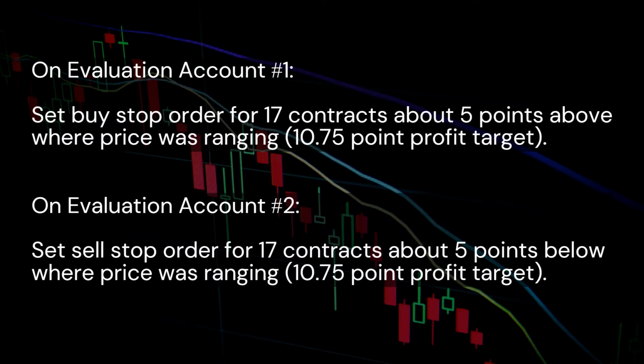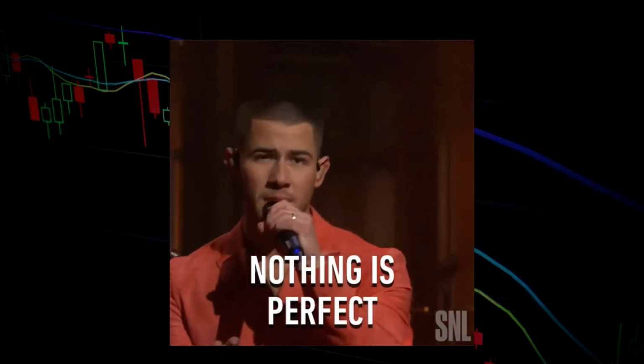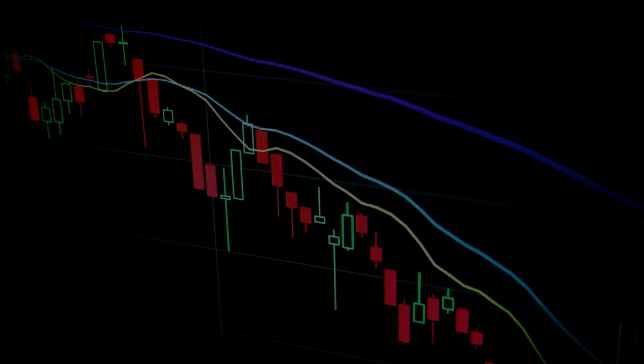This way, if price pumped upwards, my buy stop on the first account would trigger, and I would scalp out for 10.75 points on the move up. If price dumped downwards, my sell stop on the second account would trigger, and I would scalp out for 10.75 points on the move down. Makes sense, right? Of course, I knew this plan wasn't foolproof, as there were essentially 3 different outcomes that were most likely to happen.